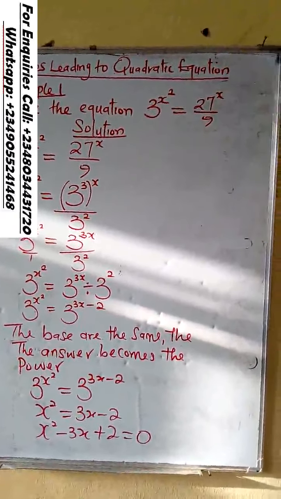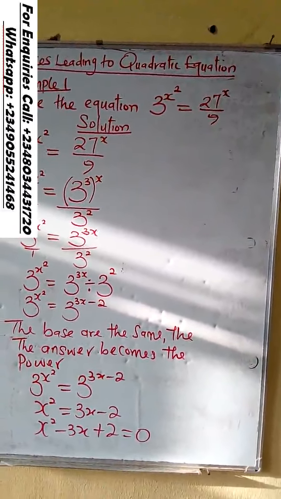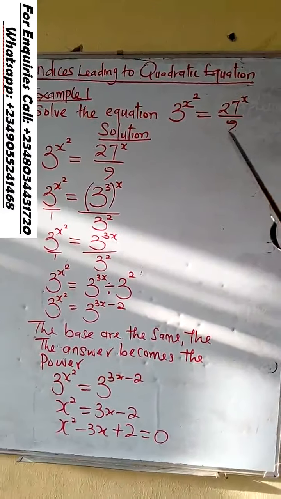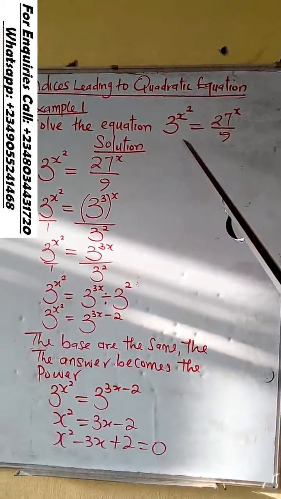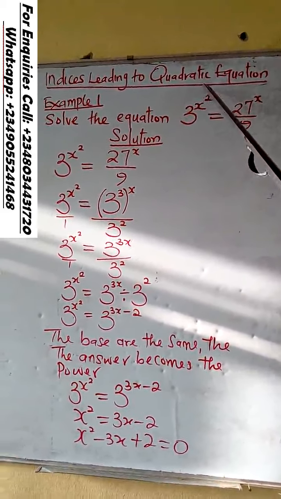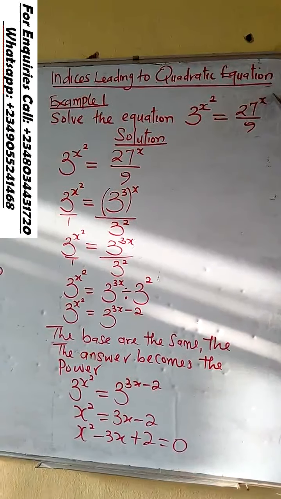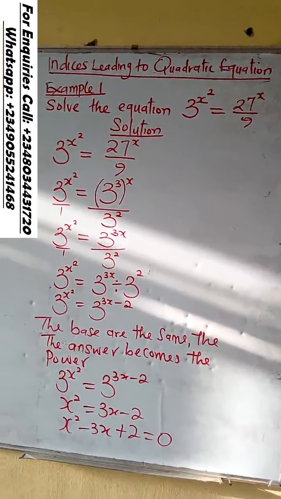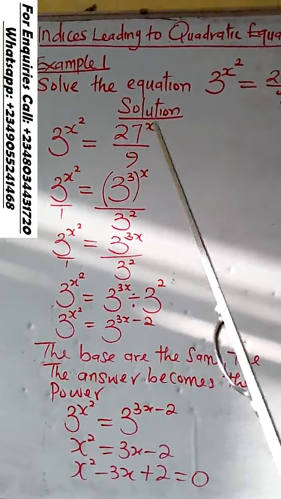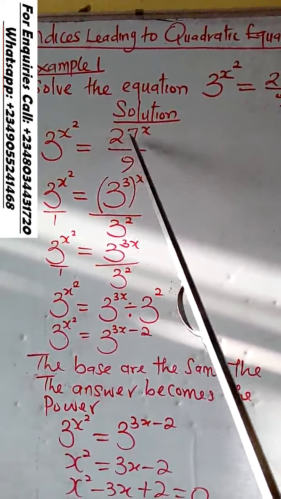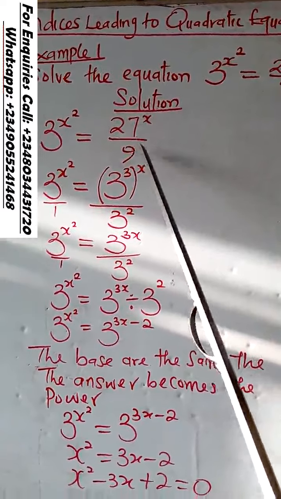Indices leading to quadratic equation. Example 1. Solve the equation 3 raised to power x squared equals 27 raised to power x over 9.